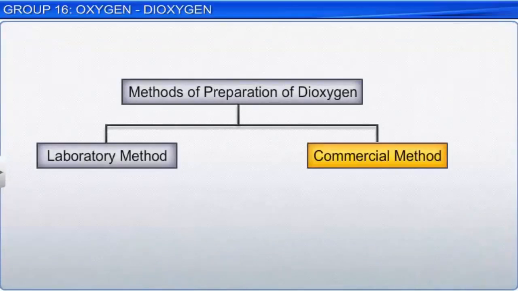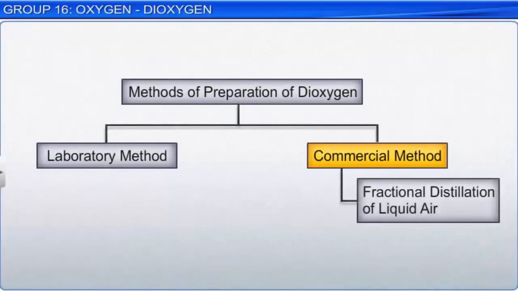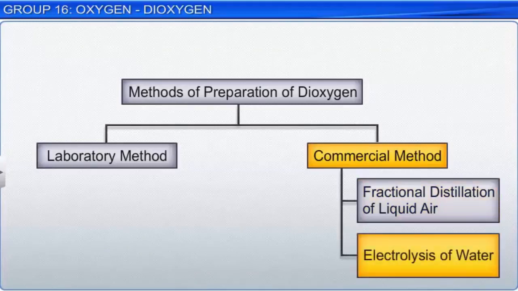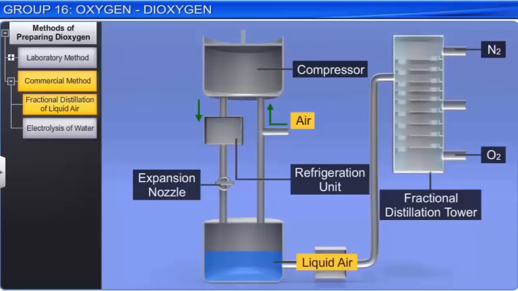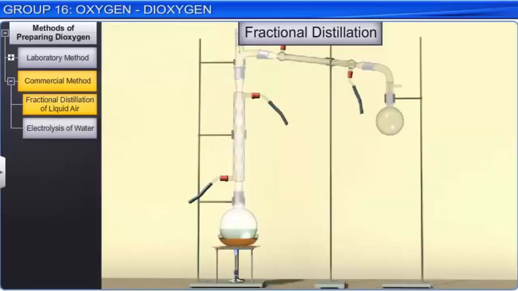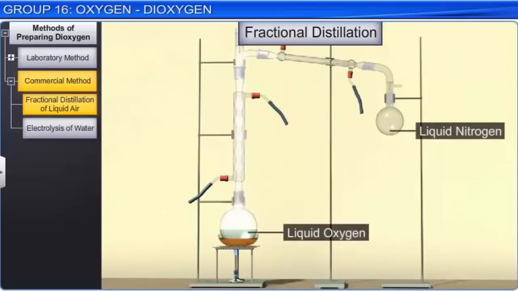Commercially, dioxygen is prepared by either the fractional distillation of liquid air or by the electrolysis of water. To prepare dioxygen from air, air free from water and carbon dioxide is first liquefied. The remaining constituents of liquid air, primarily liquid oxygen and liquid nitrogen, are separated by means of fractional distillation.